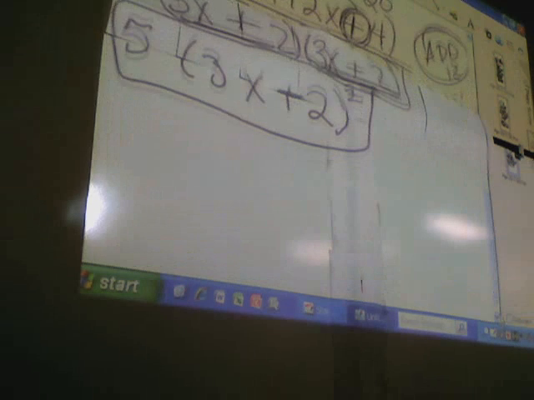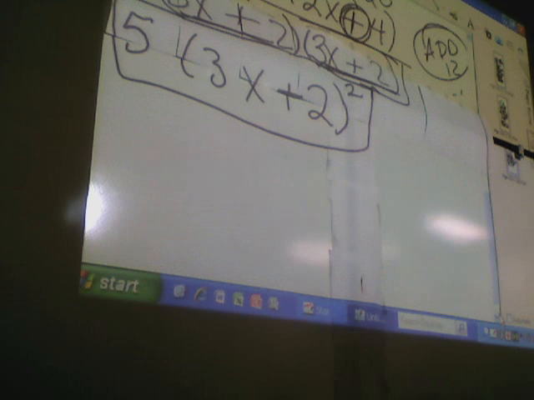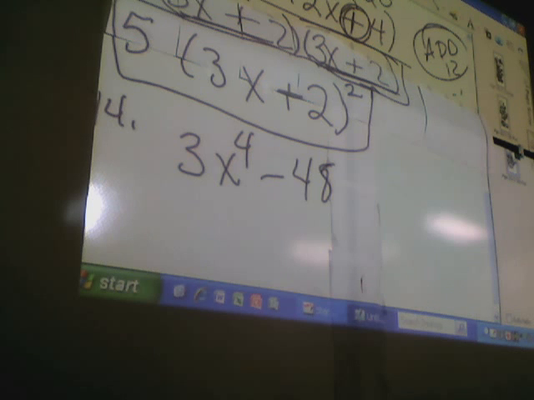Okay, the next problem, number 14, 3x to the 4th minus 48. Okay, there's not a difference of squares because 48 is not a perfect square, is it? So what do they have in common then? 12. 3. Yeah, they both have a 3. There's not x's in both of them. So we'll factor that out.